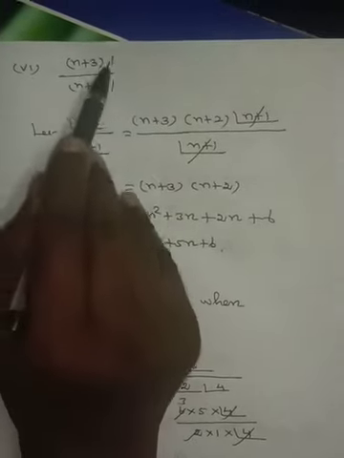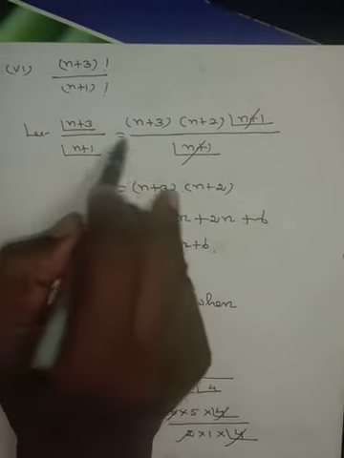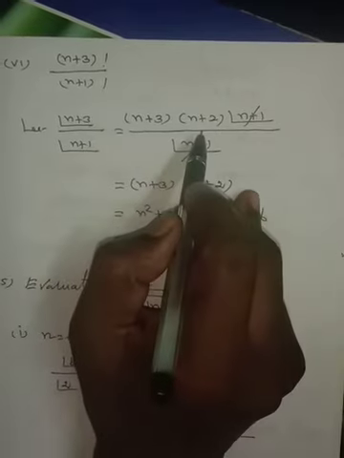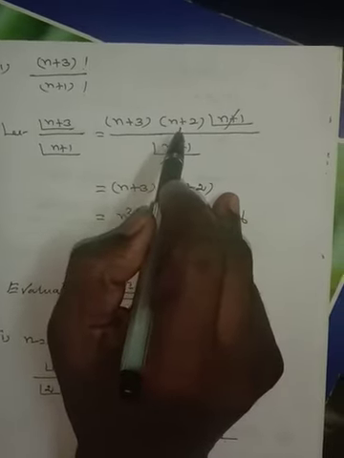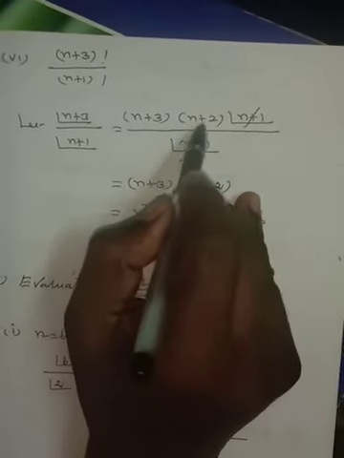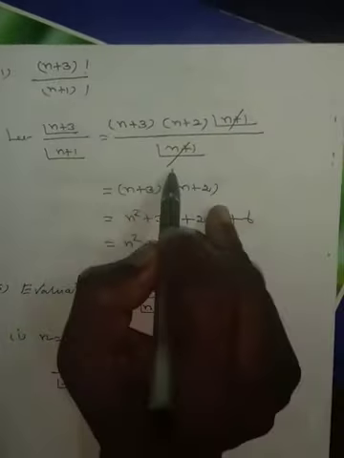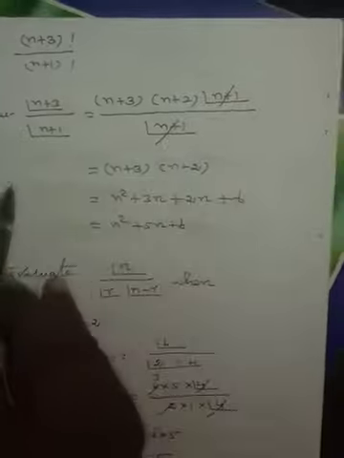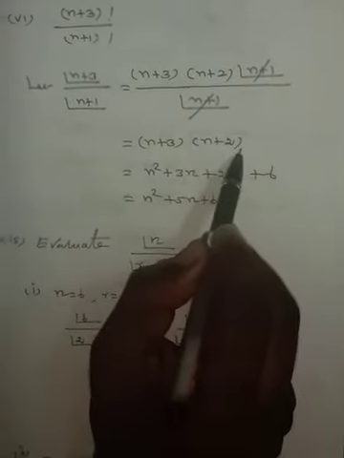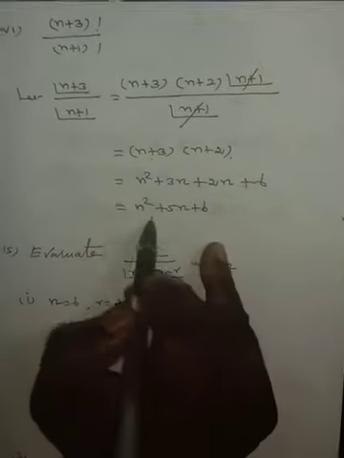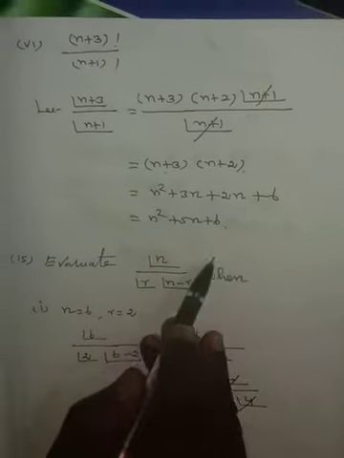(n plus 3) factorial divided by (n plus 1) factorial. (n plus 3) factorial is (n plus 3) into (n plus 2) into (n plus 1) factorial, divided by denominator (n plus 1) factorial. Cancelling these two, we get (n plus 3) into (n plus 2). Multiplying these two factors, we get n square plus 5n plus 6.